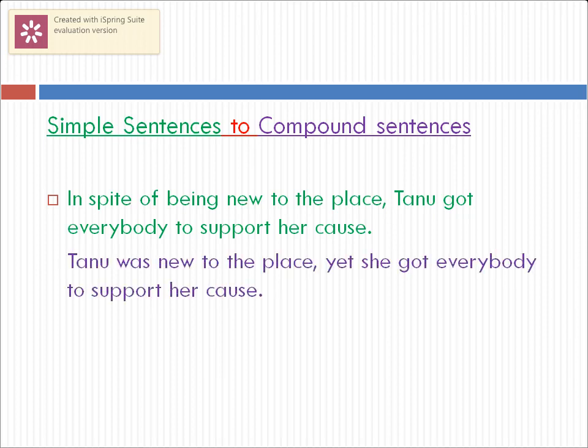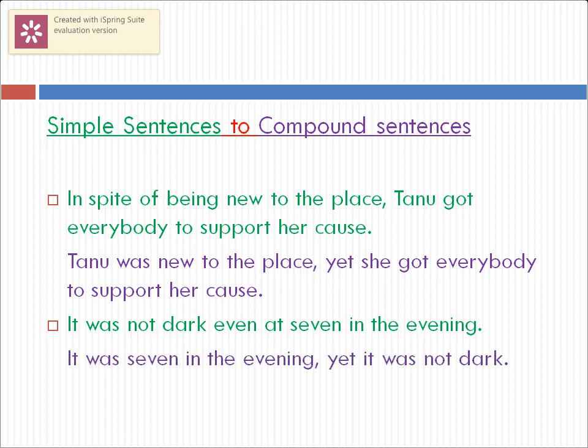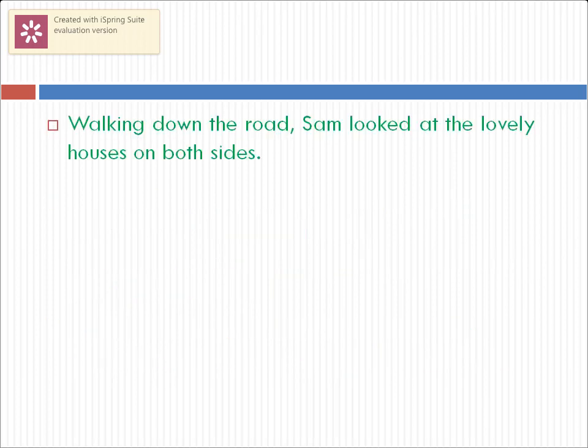Tanu was new to the place, yet she got everybody to support her cause. By putting yet, removing in spite of being, and giving it a subject, Tanu, we have changed it into a compound sentence. It was not dark even at 7 in the evening. Again, we have to enlarge a word and make it a compound sentence. It was 7 in the evening, yet.